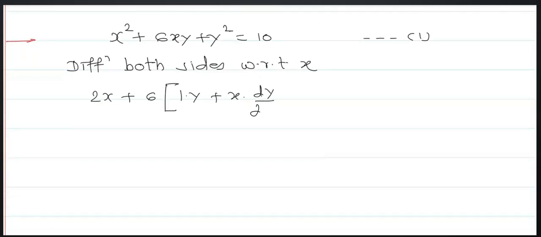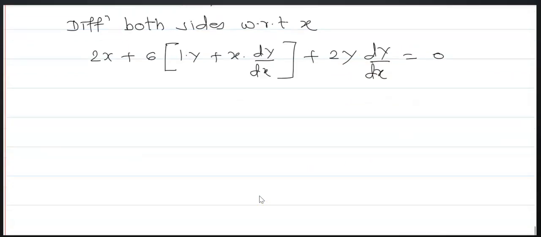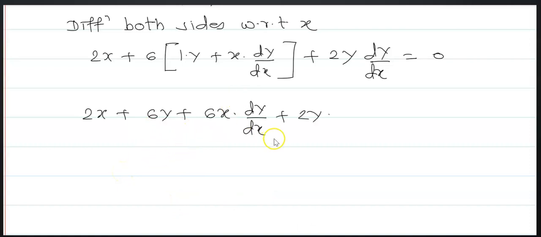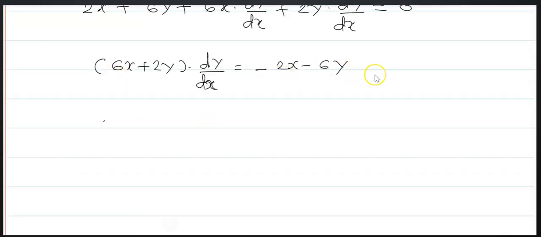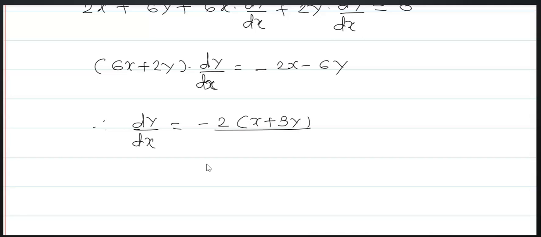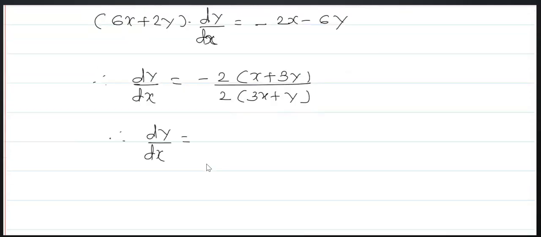Derivative of x square is 2x. 6 in bracket, derivative of xy: derivative of x is 1, plus x into dy by dx, derivative of y. Derivative of y square is 2y into dy by dx, and derivative of 10 is 0. Now the next is 2x plus 6y plus 6x into dy by dx plus 2y into dy by dx is equal to 0. Cancellations of the terms. That is 6x plus 2y into dy by dx is equal to minus 2x minus 6y. Therefore, dy by dx is equal to minus 2 common, then x plus 3y upon 2 in bracket 3x plus y. Therefore, dy by dx is equal to, 2 gets cancelled, x plus 3y upon 3x plus y.